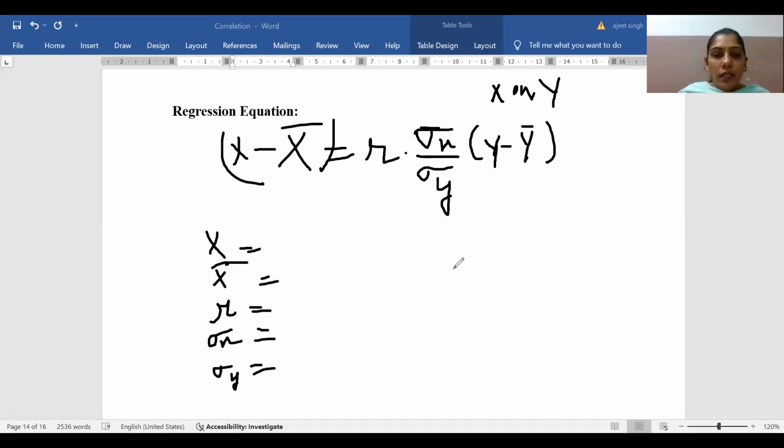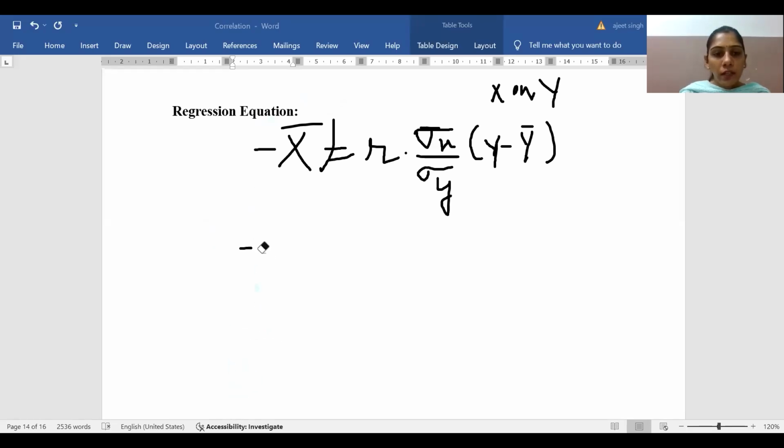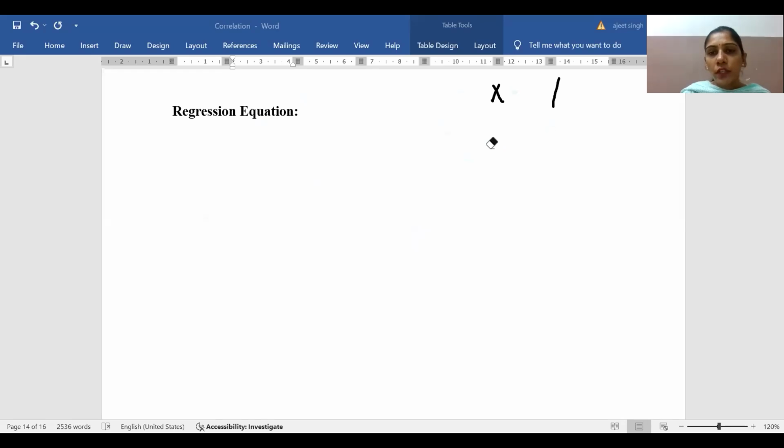Now y is the value of the y variable, and y bar is the arithmetic mean of series y. So this is the regression equation for x on y. Now we will start doing questions of regression.